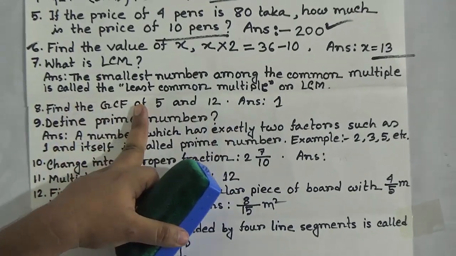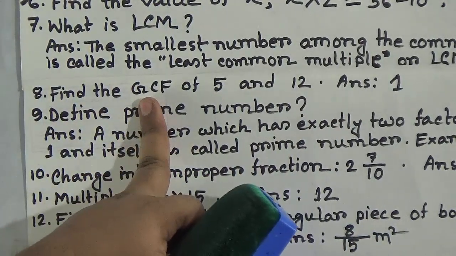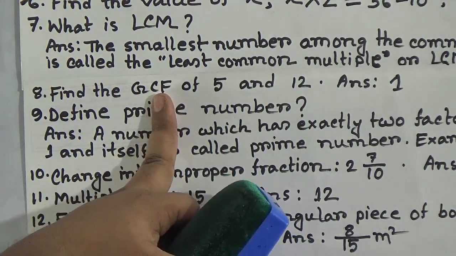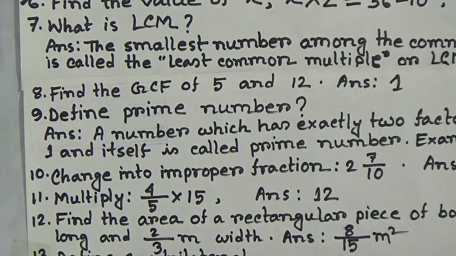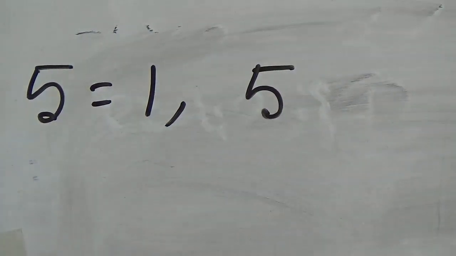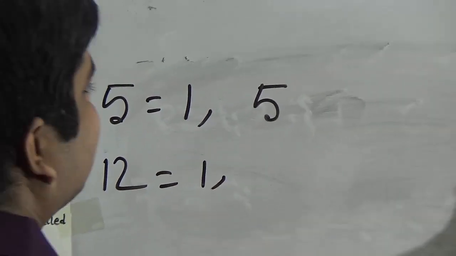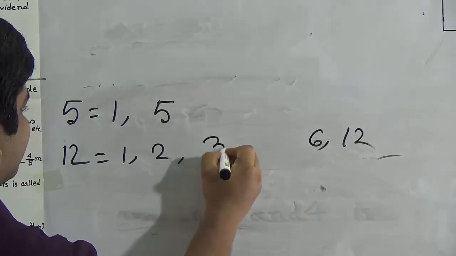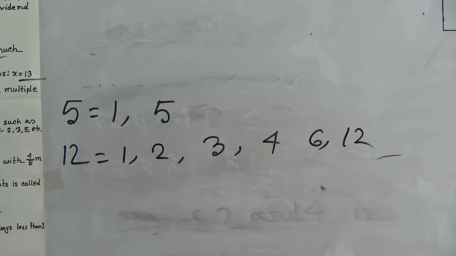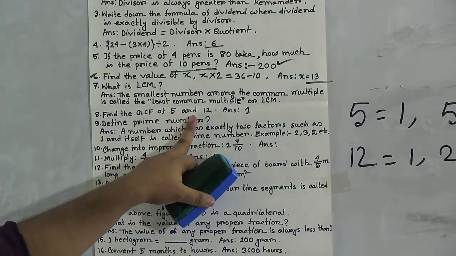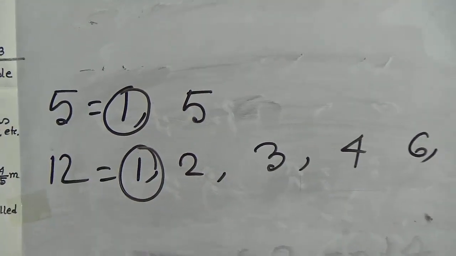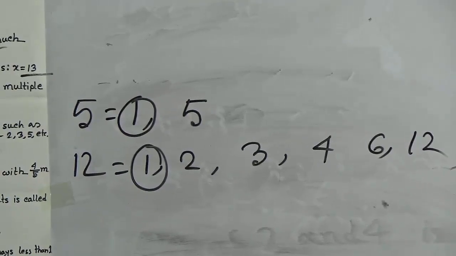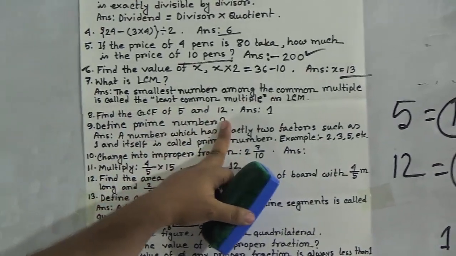Our next question is find out the GCF of 5 and 12. So what is GCF? GCF means greatest common factor. The factors of 5 are 1 and 5, and the factors of 12 are 1, 12, 2, 6, 3 and 4. Student, notice we need to find out the GCF of 5 and 12. Here the only common factor is 1. So the GCF of 5 and 12 is 1.